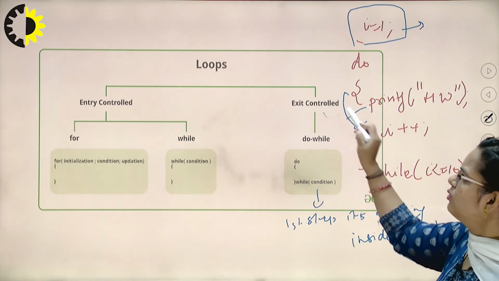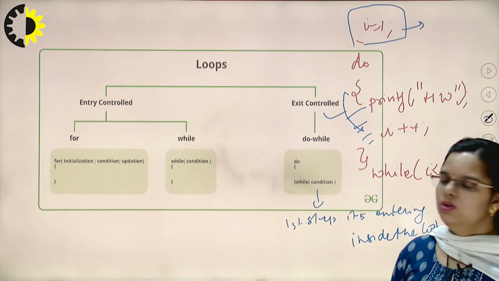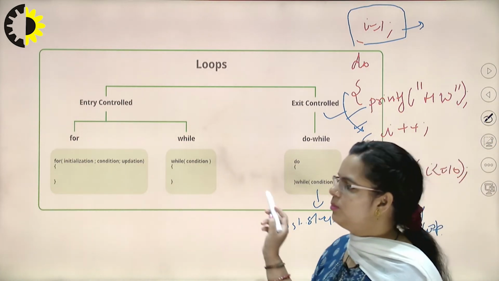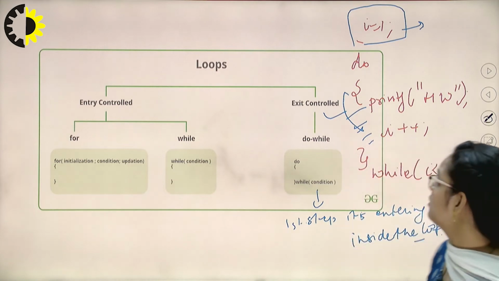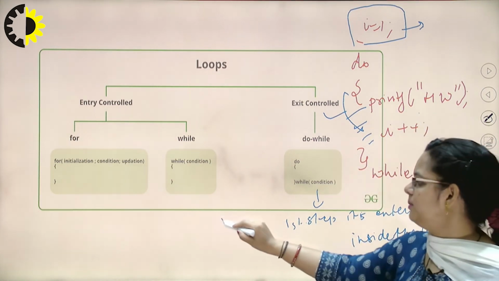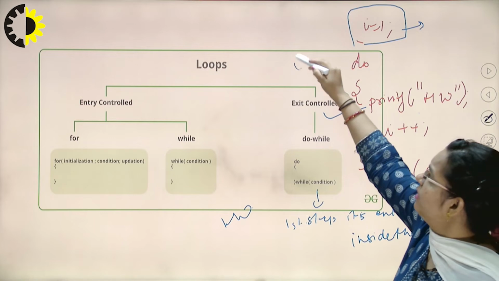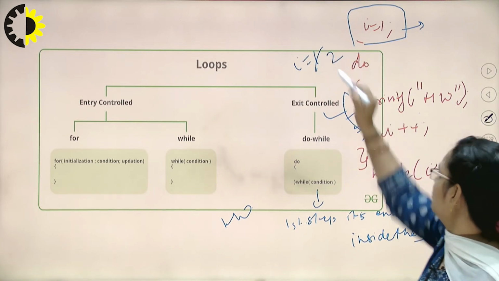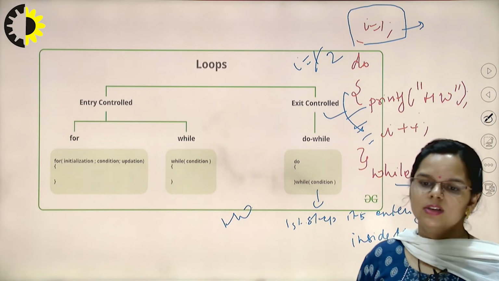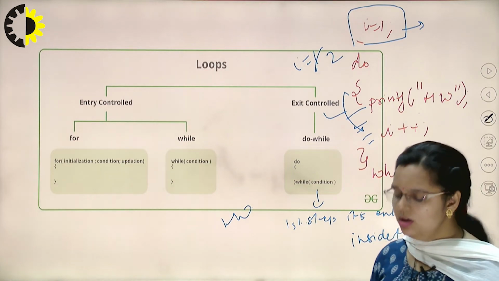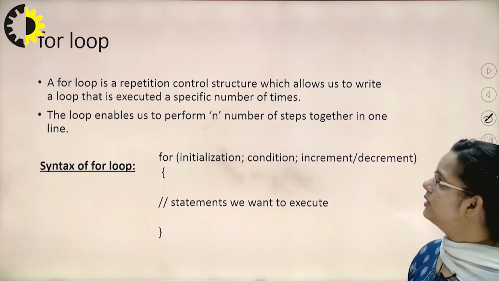So it is also known as an exit control loop. This is the pre-checking, this is the post-checking. After entering the loop, it is checking the condition. So first of all, the printf HW is printed. Then the counter variable I, after 1 it becomes 2, and then the condition is checked. So we can say in the do while loop, the loop is executed at least once.